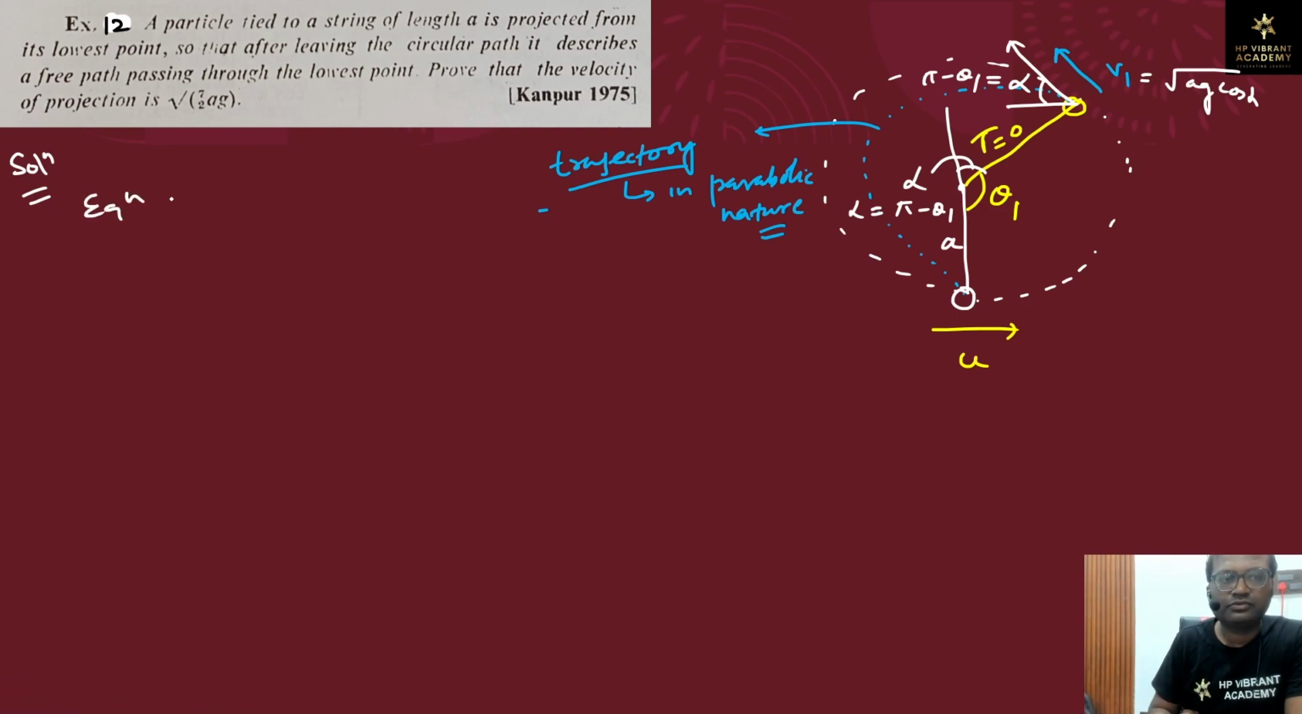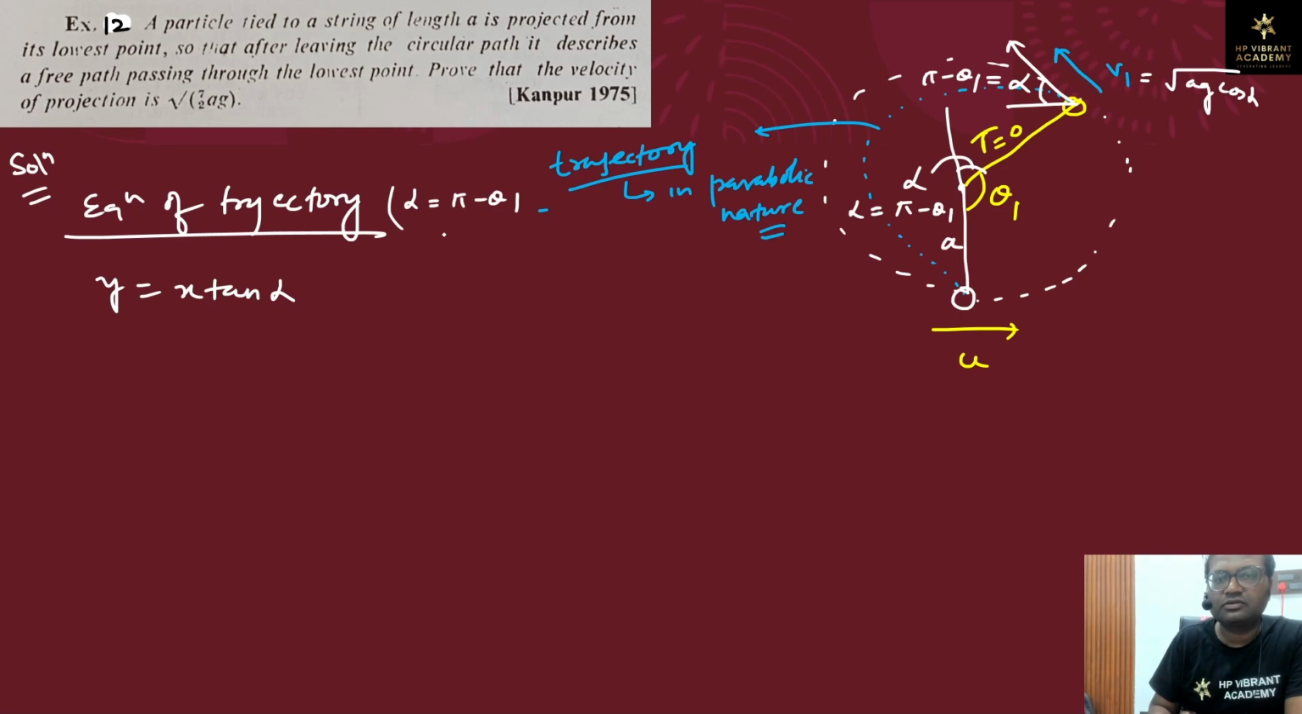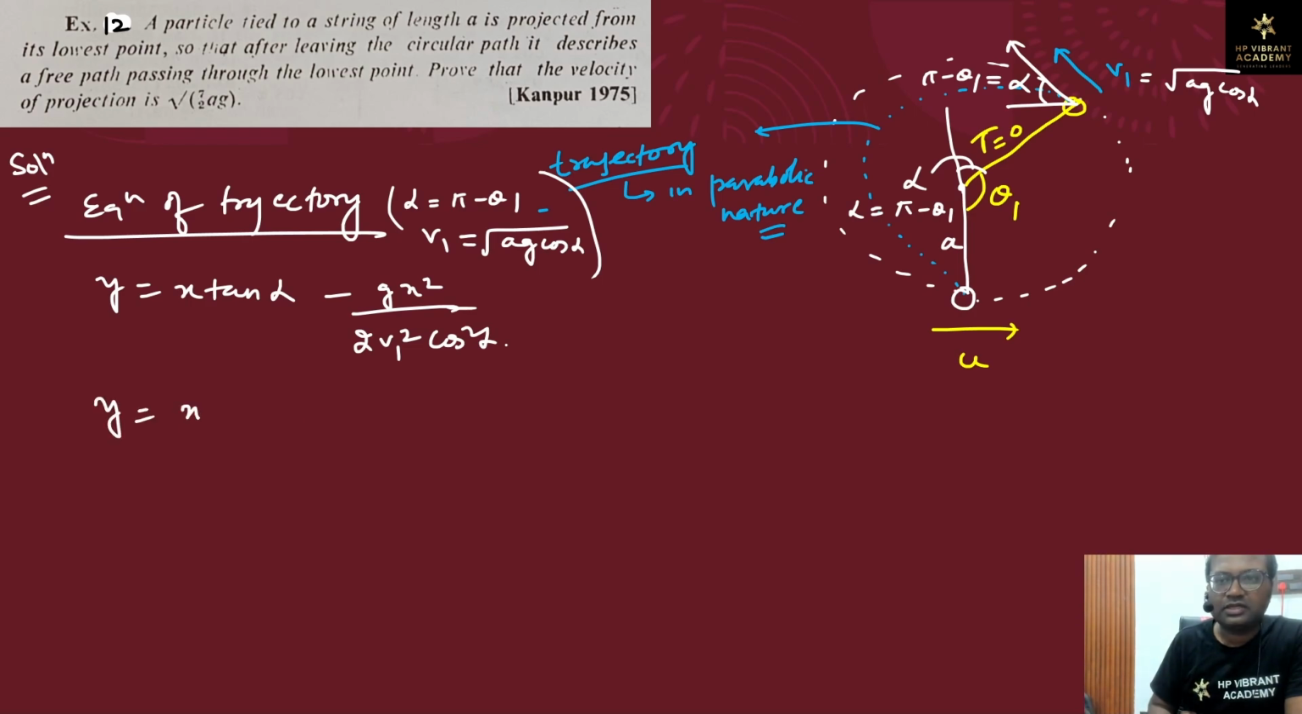So the equation of trajectory is given by y is equal to x tan alpha. What we are having is that the angle of projection alpha is equal to pi minus theta 1 and velocity v1 is equal to root under ag cos alpha. Okay, so we have y is equal to x tan alpha minus gx square upon 2 v1 square cos square alpha. So v1 square is equal to ag cos alpha, into cos square alpha.